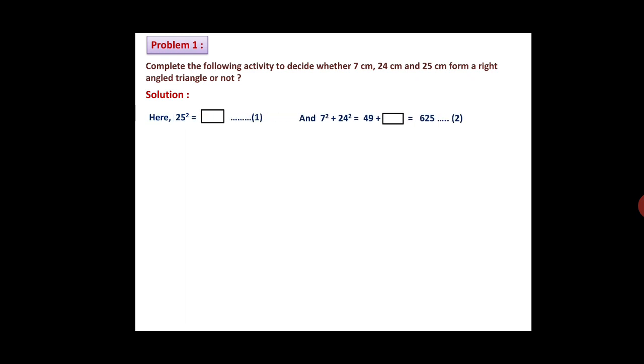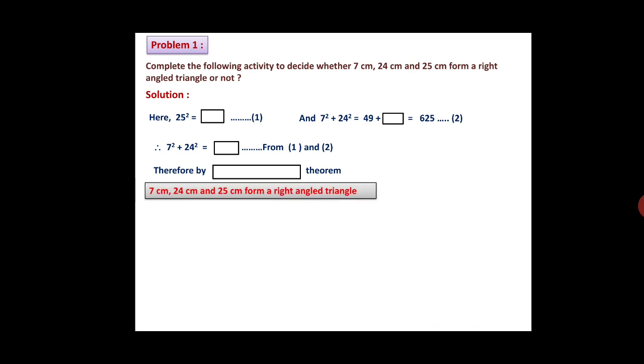Then we also know 7 square plus 24 square is equal to 49 plus box, and whatever it may be, the result 625 comes in the box. That is what we have to write. 7 square plus 24 square is equal to box, that is from 1 and 2. Therefore, by the dash dash theorem, you have to say that 7 cm, 24 cm and 25 cm form a right angle triangle.